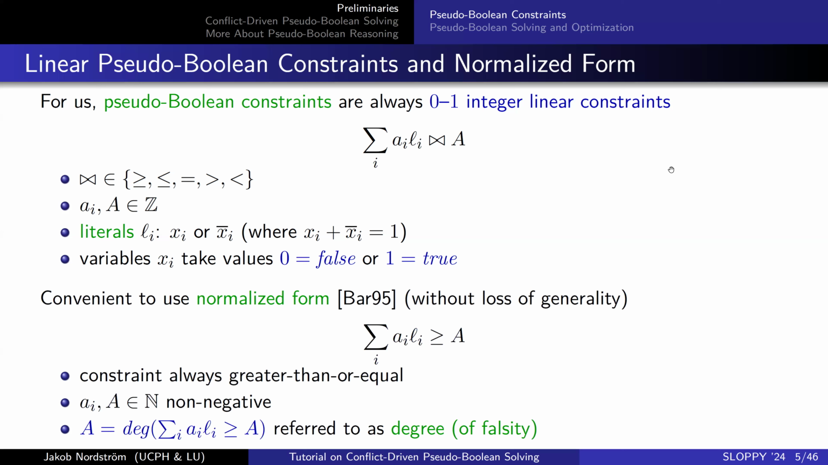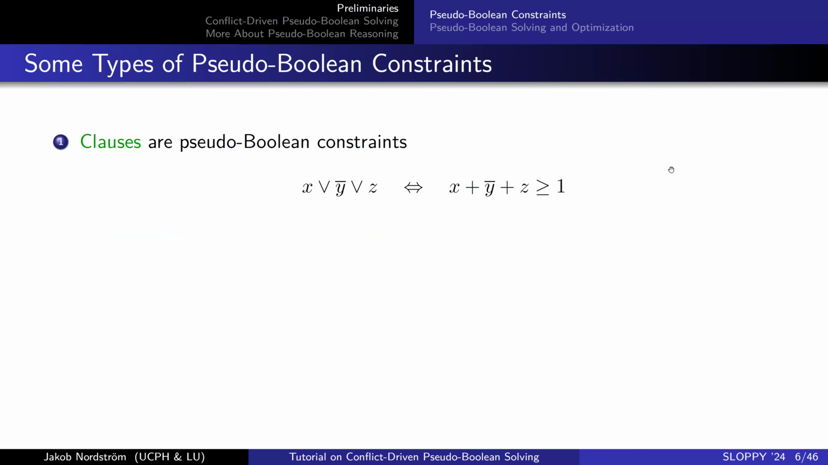Where from now on, unless stated otherwise, a pseudo-Boolean constraint will be a greater than or equal inequality, where all the coefficients are non-negative, and the constant term on the right-hand side is also non-negative and is referred to as the degree of falsity. And the reason I can do this is, again, because I have a sum over not variables, but over literals. So if a variable somehow contributes negatively, then I will just take the negated literal instead.